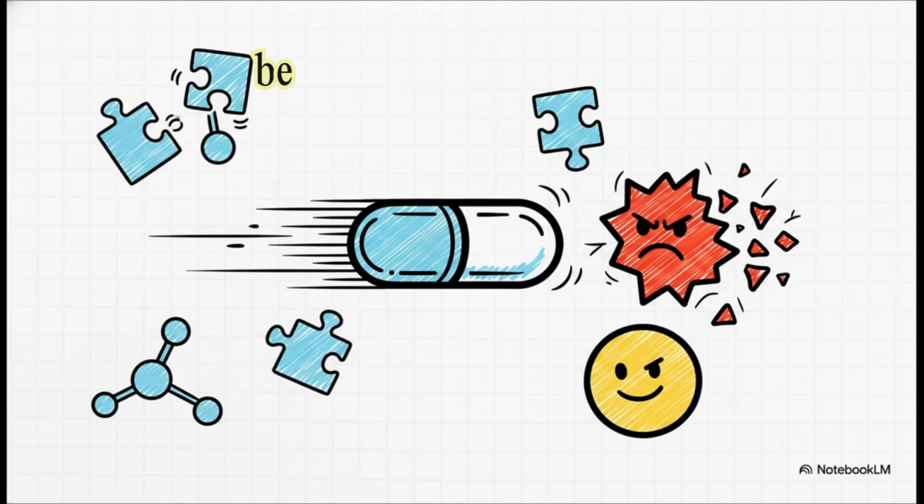Ehrlich realized that a chemical could be engineered so that it was slightly more toxic to an invading microbe, or say a proliferating cancer cell, than it was to the patient's own healthy tissues. This concept, selective toxicity, laid the entire foundation for modern chemotherapy and antimicrobials.